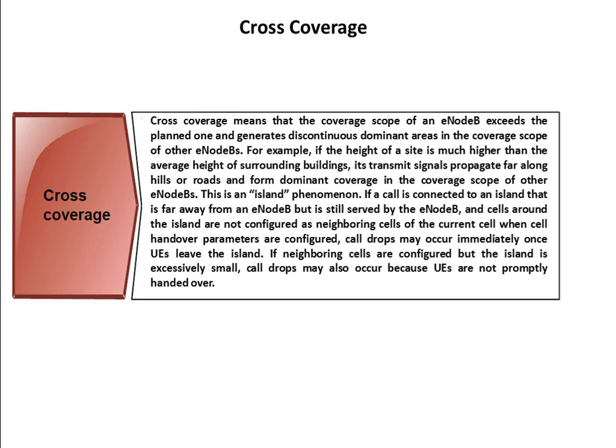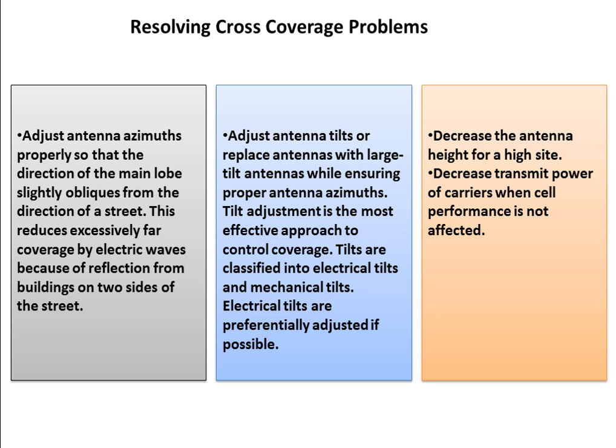Unwanted neighbor coverage could be there, and if that neighbor is already configured, or automatic neighbor relation is enabled in the network, sometimes it may be considered as a potential neighbor for handover. The handover would be triggered and in turn the call may be dropped, or the call may not go through for much more time. Now, how to avoid the cross coverage problem?